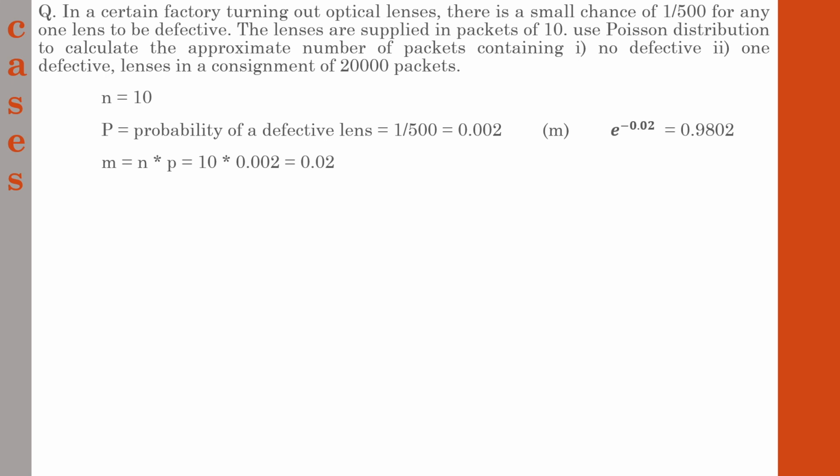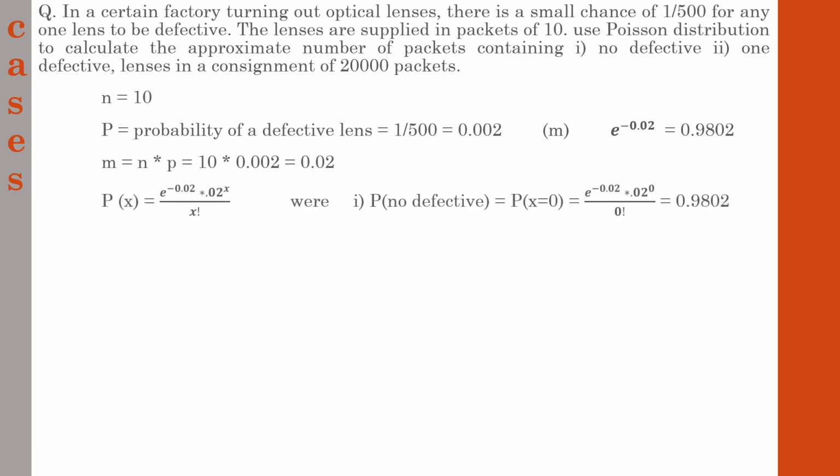This is how you have got the value of m. Because we already found the value of n, here it is 10 is given, and the probability we found out is 0.002. So m equals n into p, that is 10 into 0.002. We have done that step numerous times in the previous sessions. So we have found m, and we also know how to find the value of e raised to minus m. Let us go to the main part.